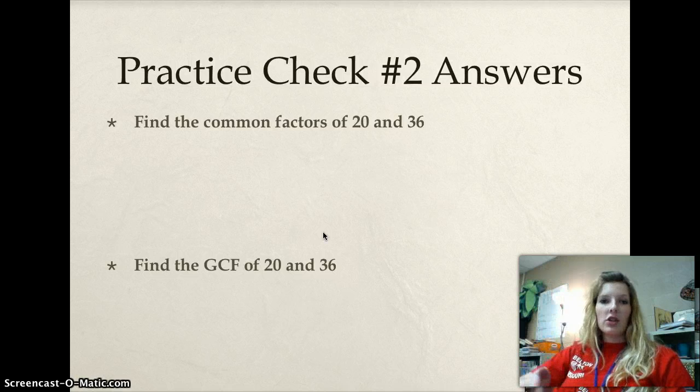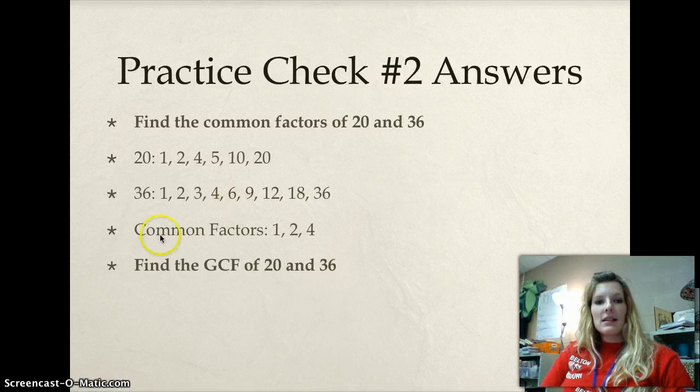You have to use Factor Ninja to chop up 20, chop up 36, and I got, for factors of 20, 1 times 20, 2 times 10, and 4 times 5. And for 36, I got 1 and 36, 2 and 18, 3 and 12, 4 and 9, and then 6 times 6. So 6 is by itself. The common factors between 20 and 36 are 1, 2, and 4.